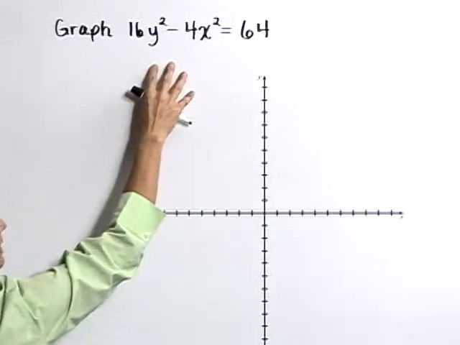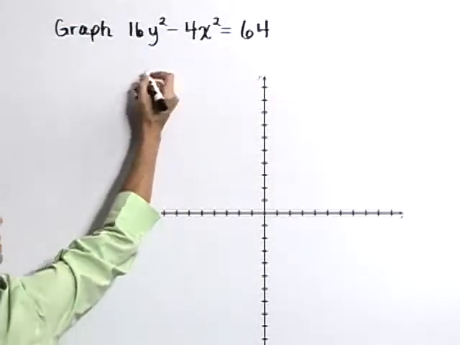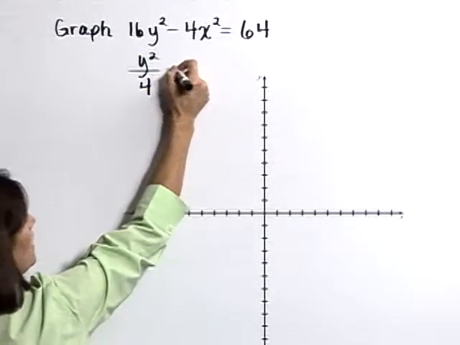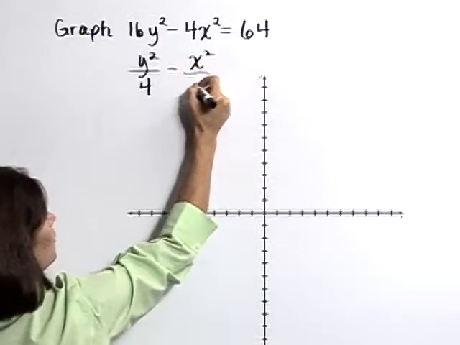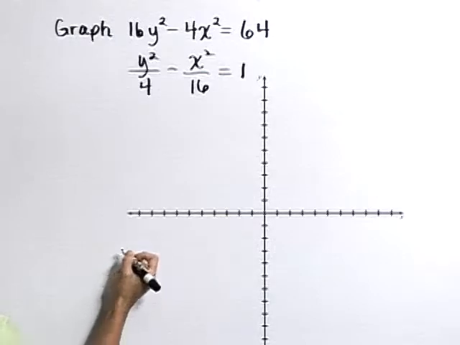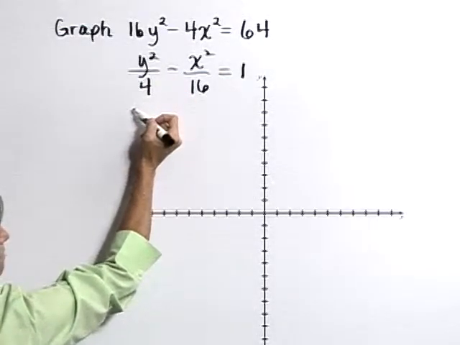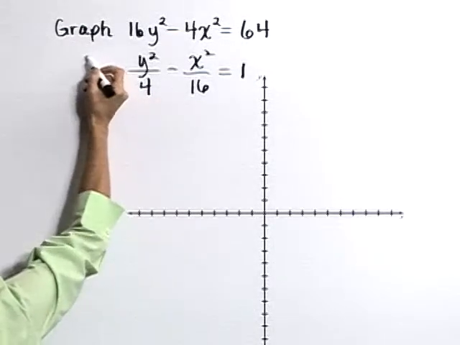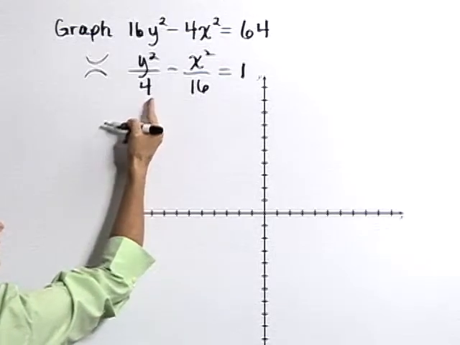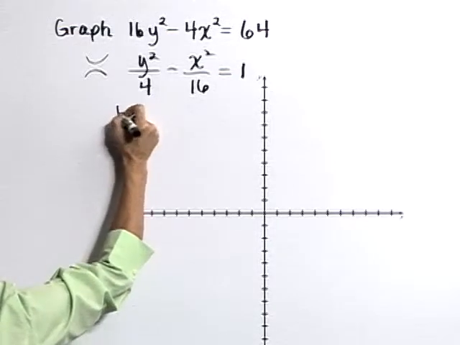Let's start by putting this hyperbola in its standard form by dividing each term by 64. Thus, we'll have y squared over 4 minus x squared over 16 is equal to 1. Now, because our y squared term comes first and it's the positive term, we have a hyperbola that's going to open up and down. This 4 is b squared.